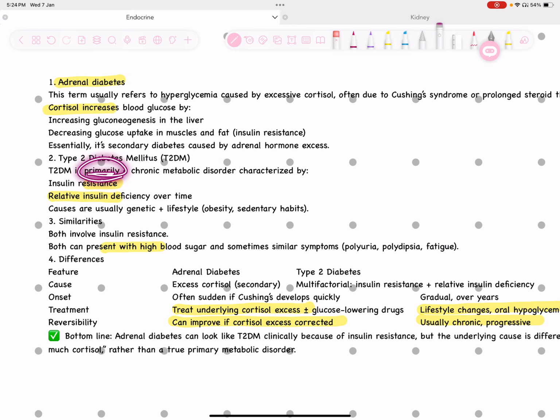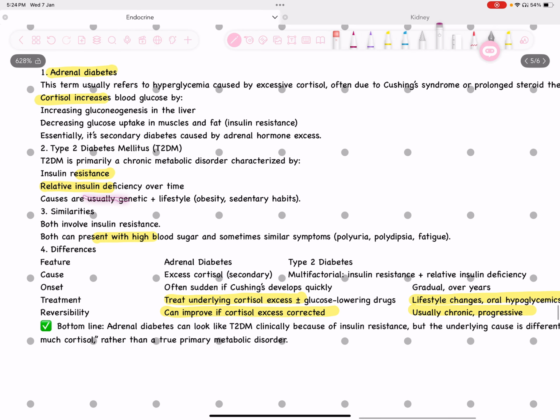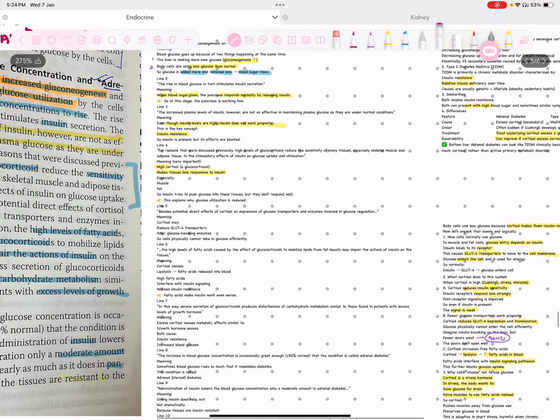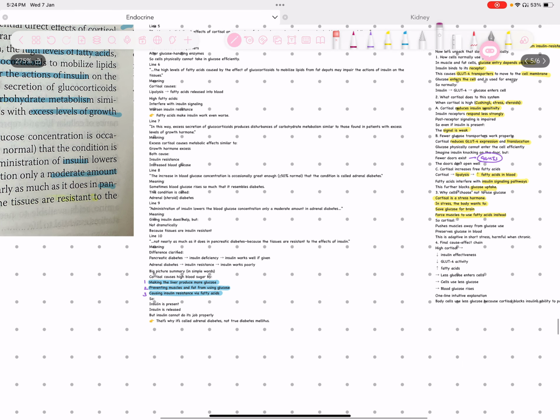What about type 2 diabetes, which is diabetes mellitus? This is a primary diabetes, and it is a chronic metabolic disorder which is caused by insulin resistance and a relative insulin deficiency.